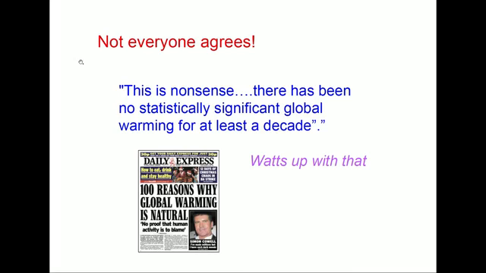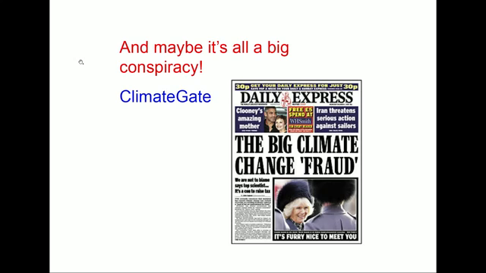And it's fair to say that the evidence for climate change, whilst strong, does have issues associated with it. And certainly it's true that not everyone agrees with climate change. So after an article was published that temperatures have gone up very rapidly, What's Up With That, which is a climate-denying website, said this is nonsense, there have been no statistics for at least a decade. And there is the Daily Express saying 100 reasons why global warming is natural. Not sure what Simon Cowell has to do with it. And just to show that things are controversial, Daily Express again, big climate change fraud.